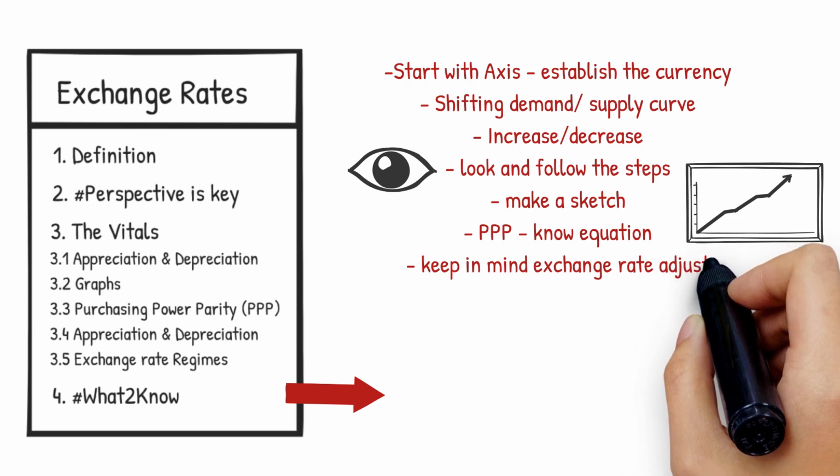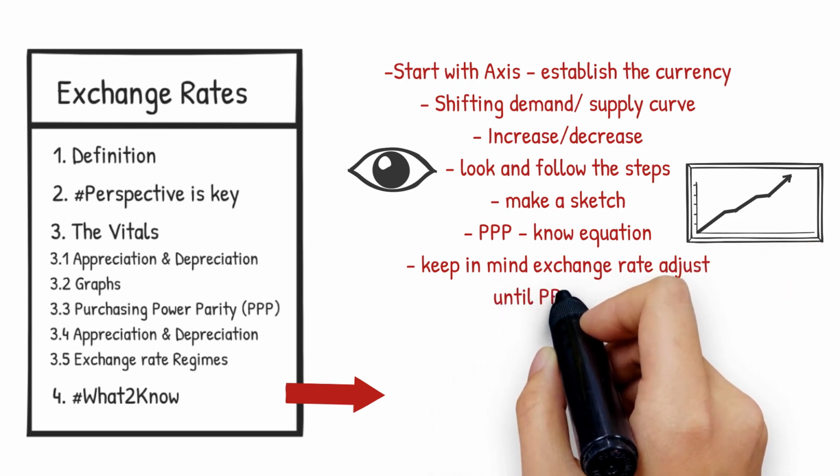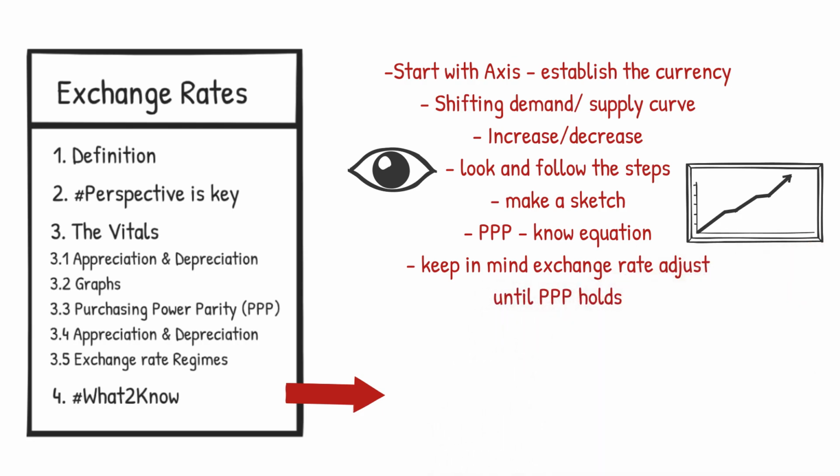With the purchasing power parity, know the equation. Simply substitute the given values, manipulate the equation to find the missing values. Keep in mind that in the event that PPP does not hold, the exchange rates will adjust up until the PPP holds. That will be all for this video.